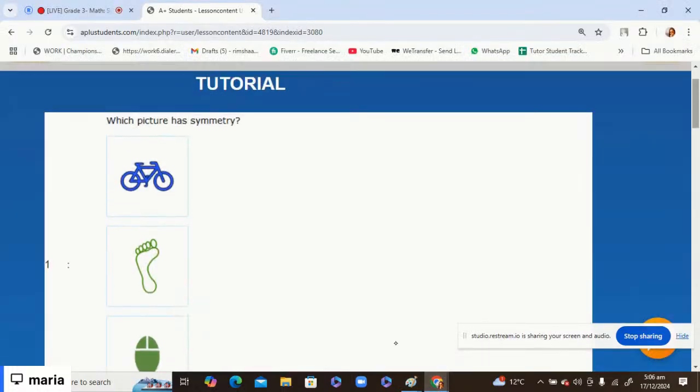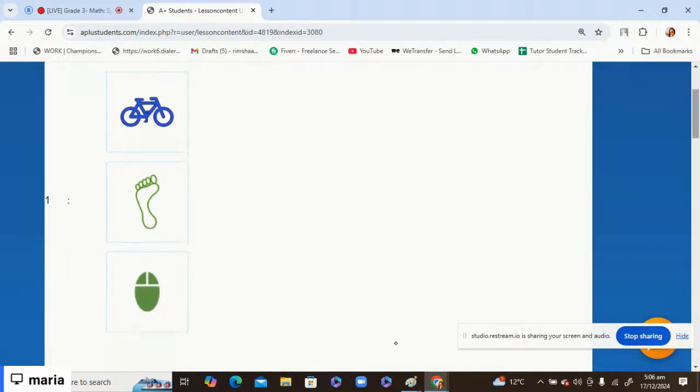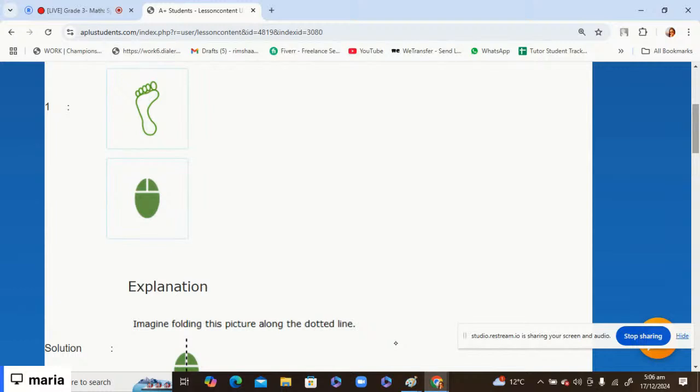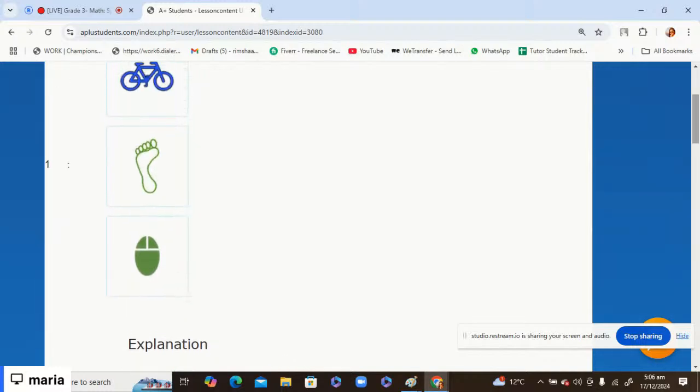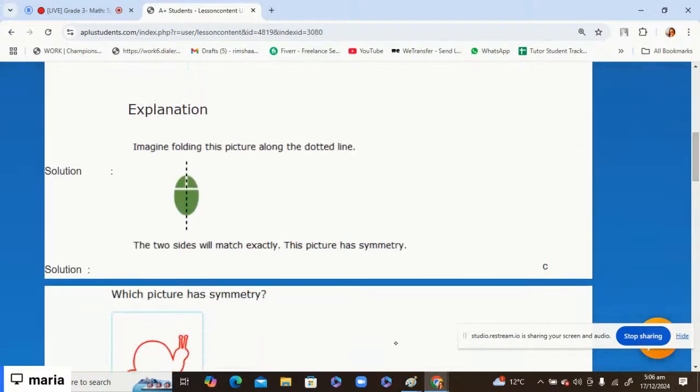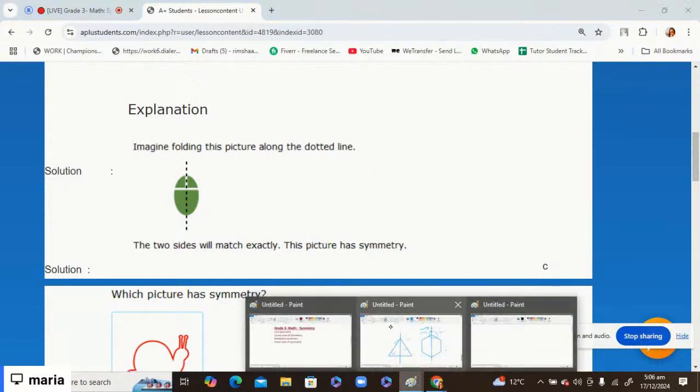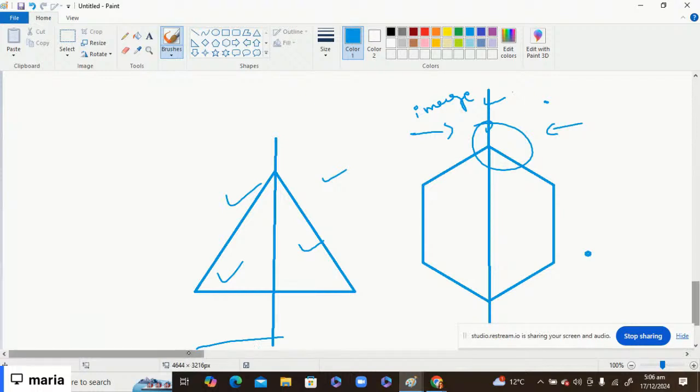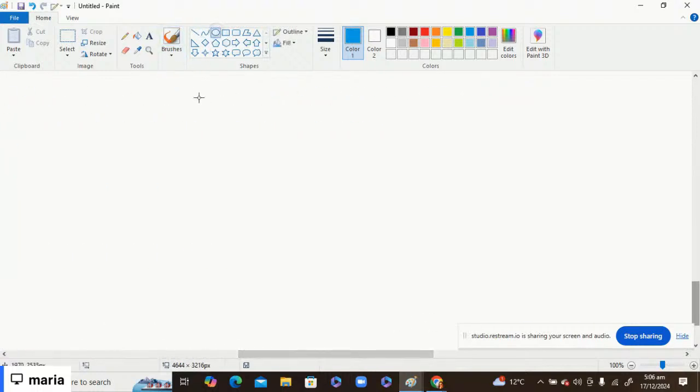So let's check. Look at the first bicycle here. When you cut it into two equal parts, the halves are the same, but when you cut it another way, they are not the same. Both of these pictures are the same. For example, when you draw this, here is the circle shape, and here it is removed, and then it looks like this.